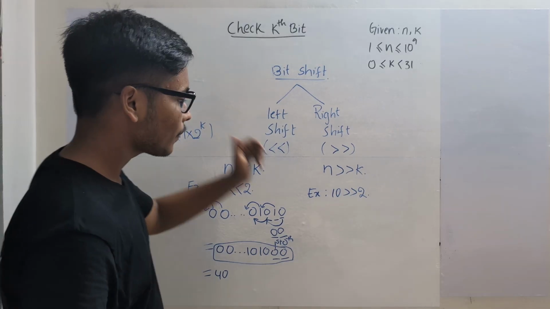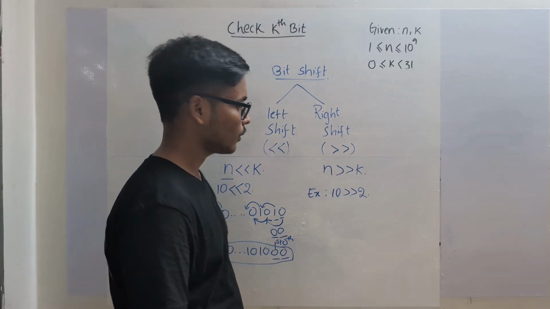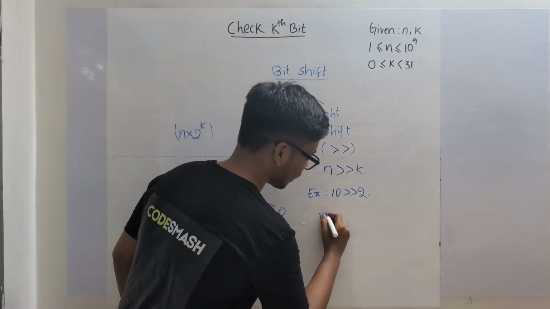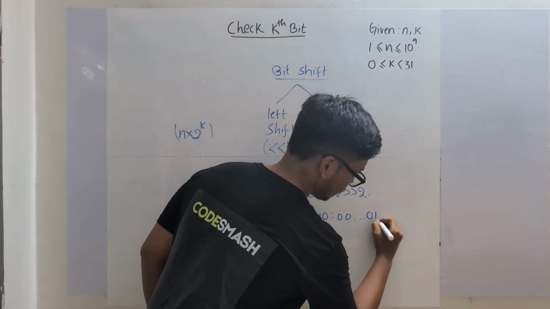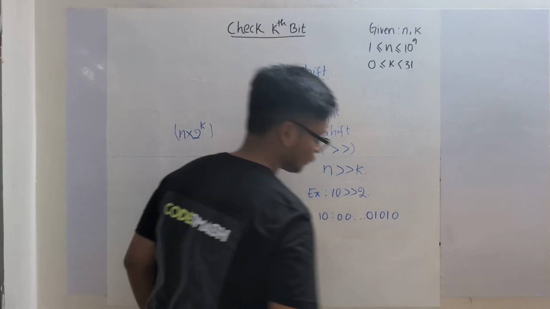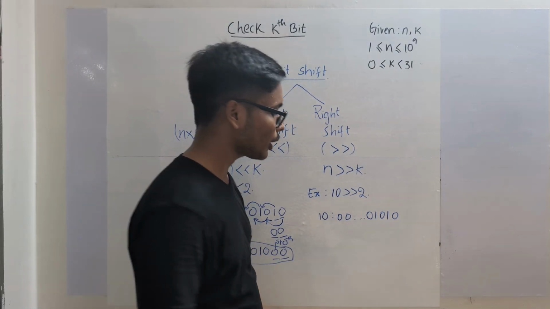So it's nothing but shifting every bit of 10 to the right side by 2 times. Okay. We'll write 10 in its binary form: 0, 0 and so on, 0, 1, 0, 1, 0. Now we have to shift every bit to the right side by 2 times.